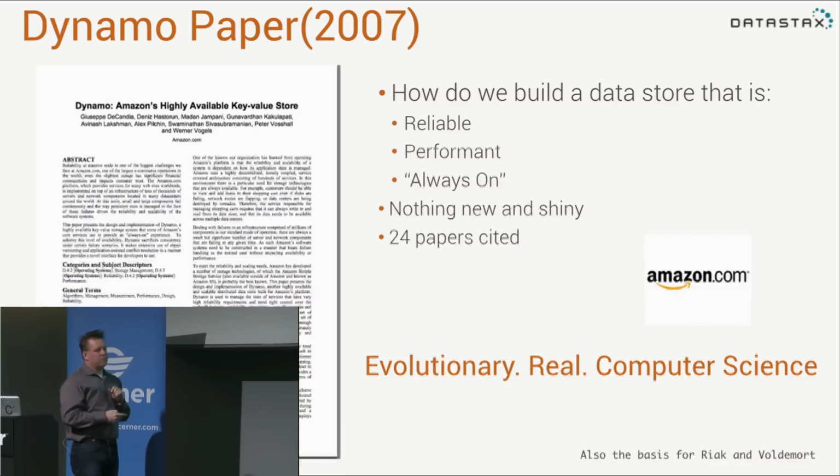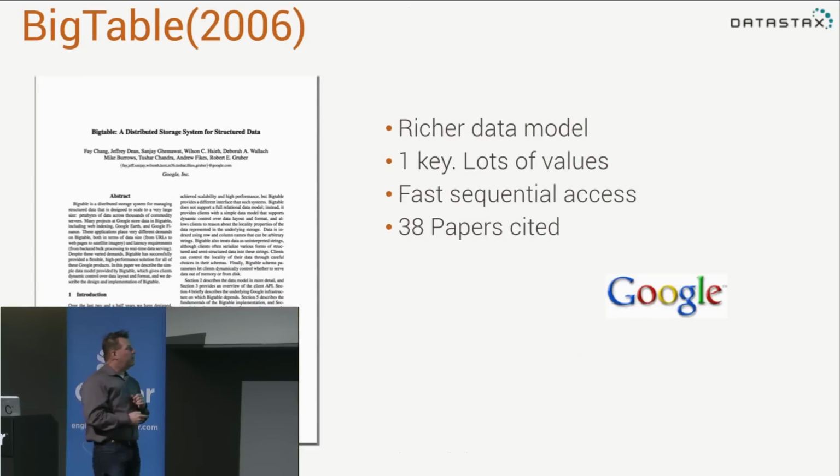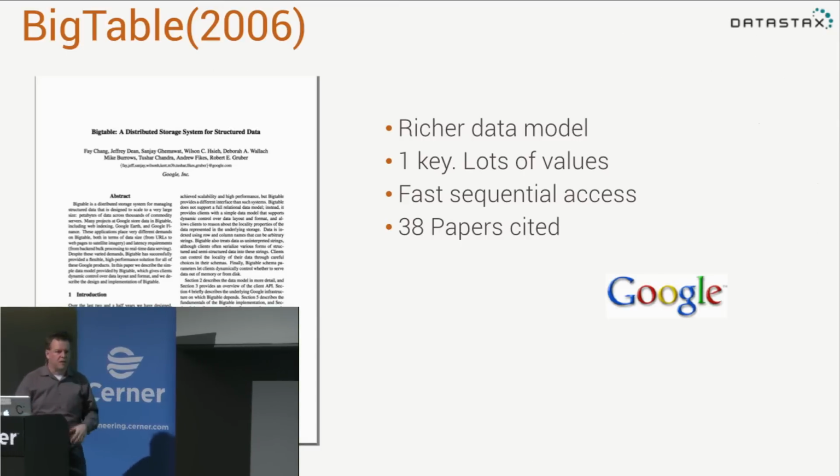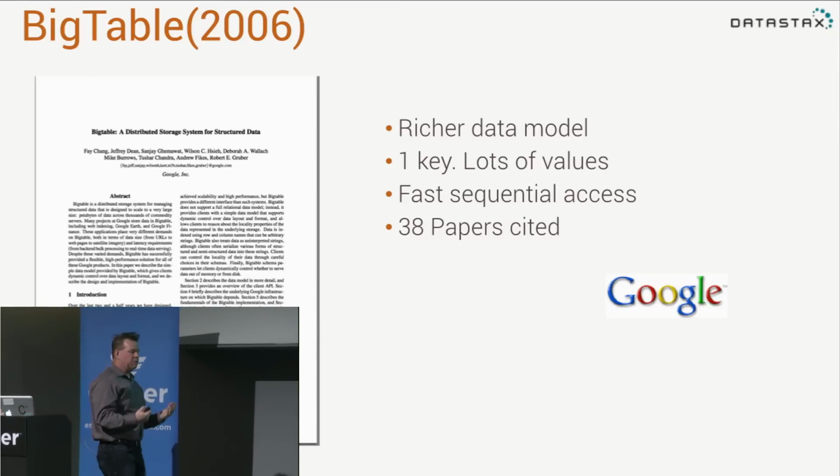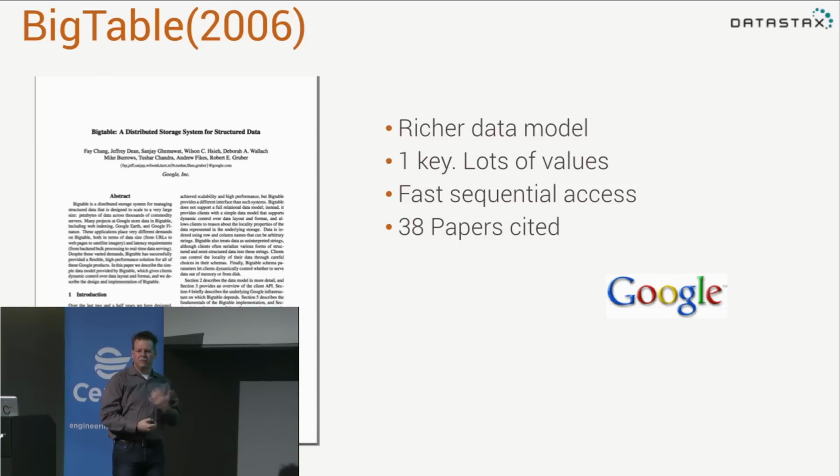So the Dynamo Paper, 2007. I'm going to go back a year, but it's not as important. BigTable, 2006. How do you make a rich data model in this distributed system, highly performant? This is a big problem that Google had. Google was trying to take over the world. And with this Nest acquisition, they finally succeeded. They got my house.